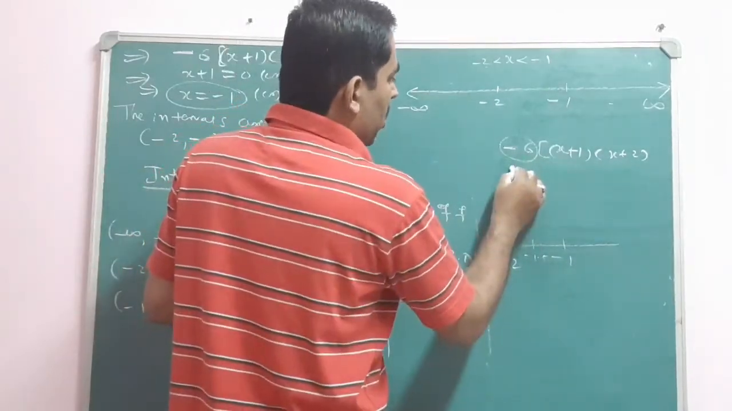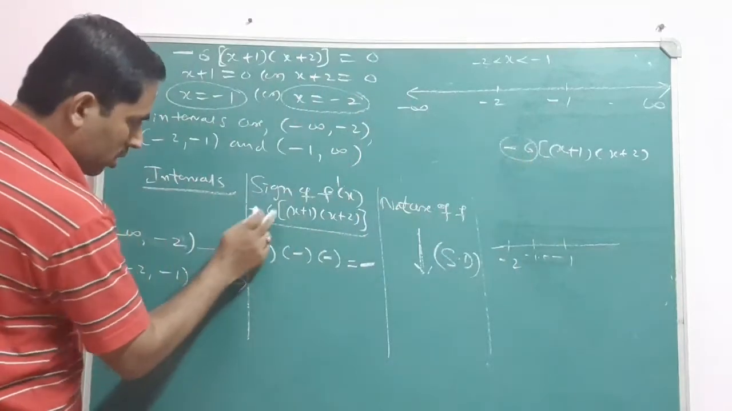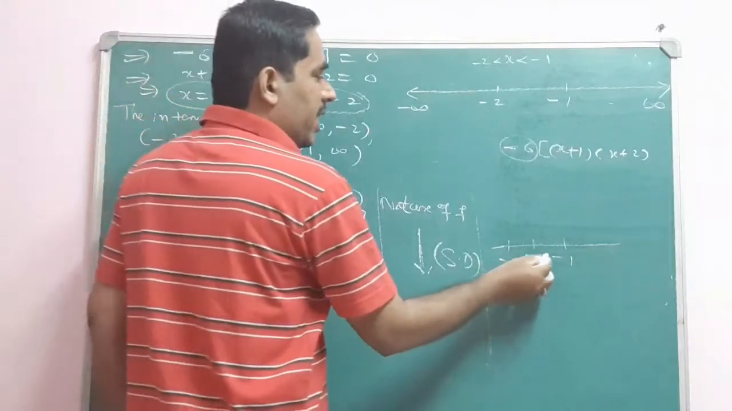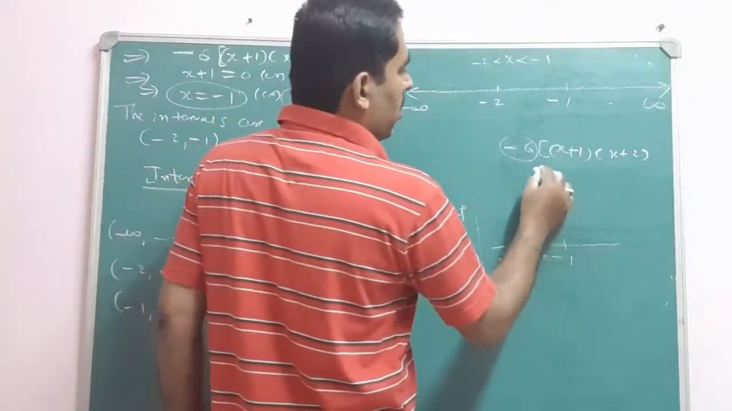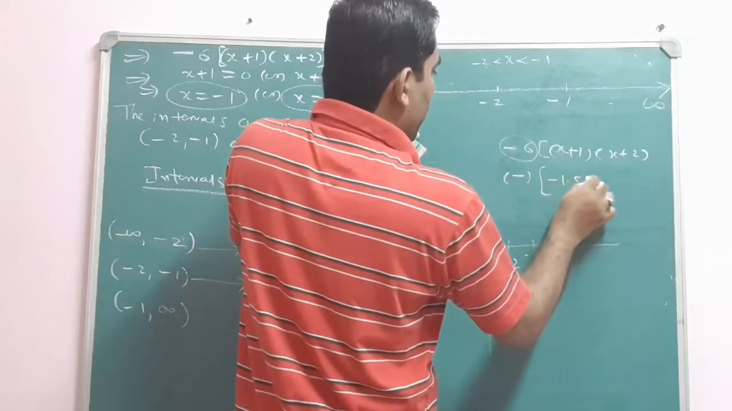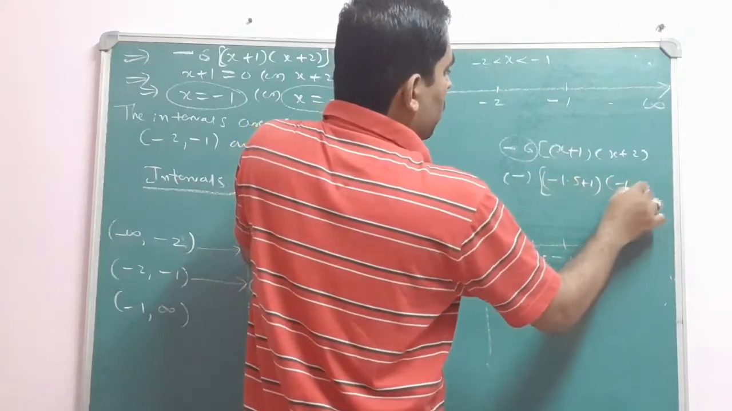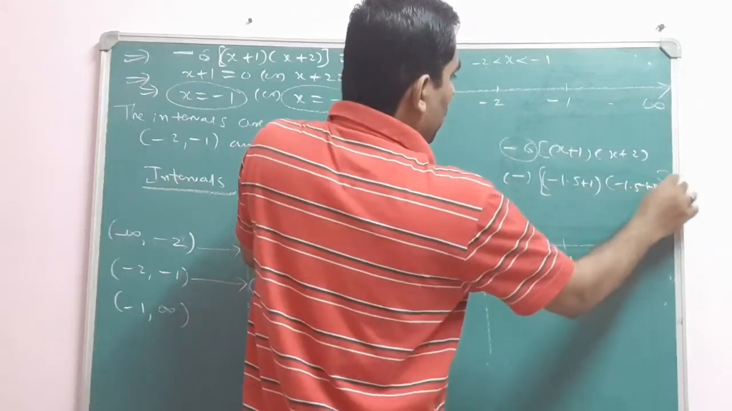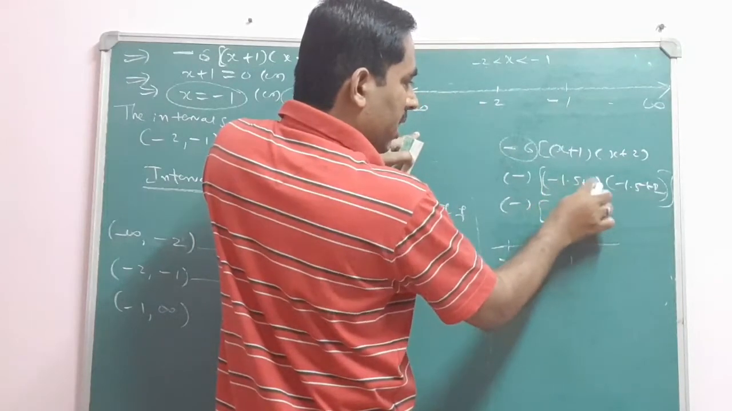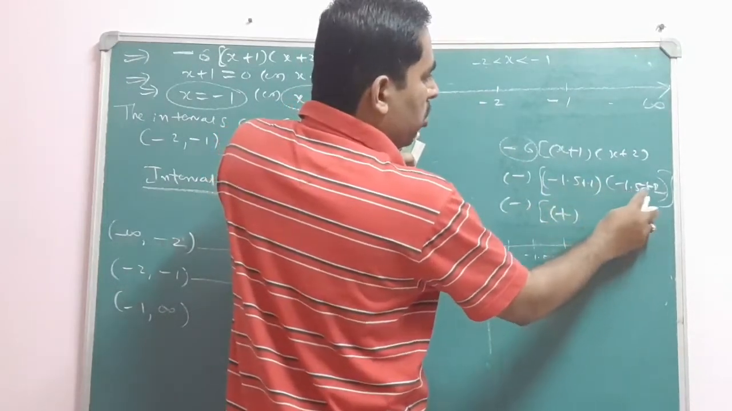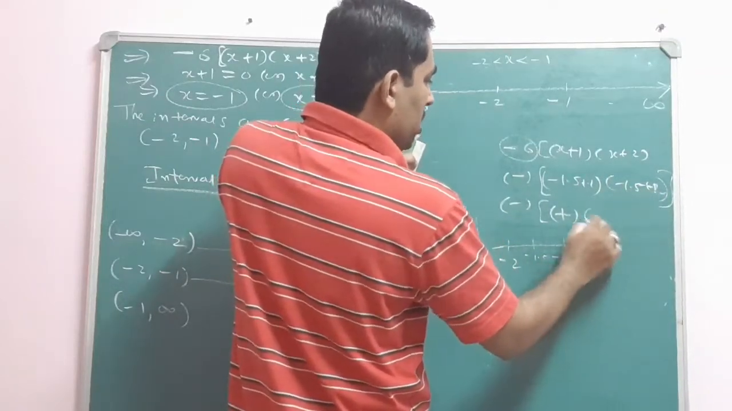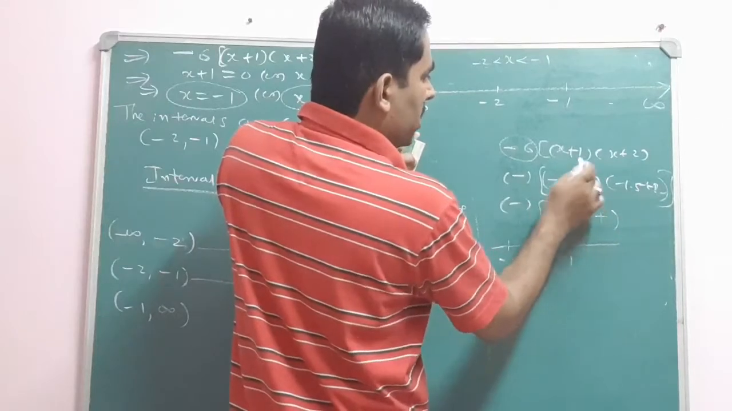The minus 6 is outside and is always negative, so we have to decide the sign of the other factors. If I take minus 1.5, then minus 1.5 plus 1 will be minus 0.5, which is negative. Then minus 1.5 plus 2 is 0.5, which is positive, because the bigger number is positive.